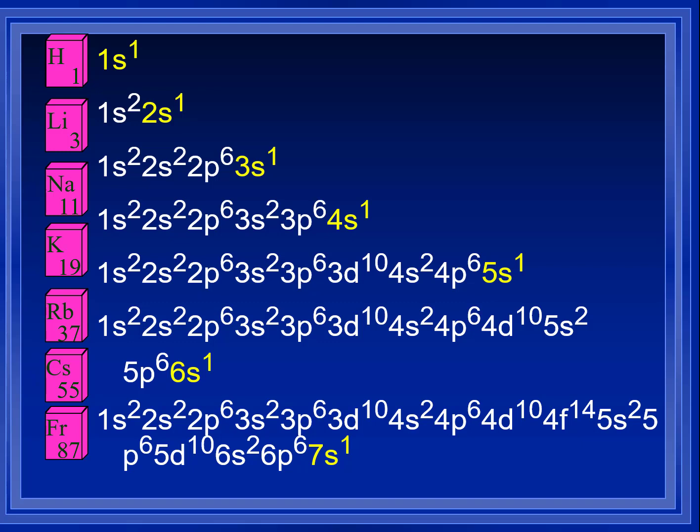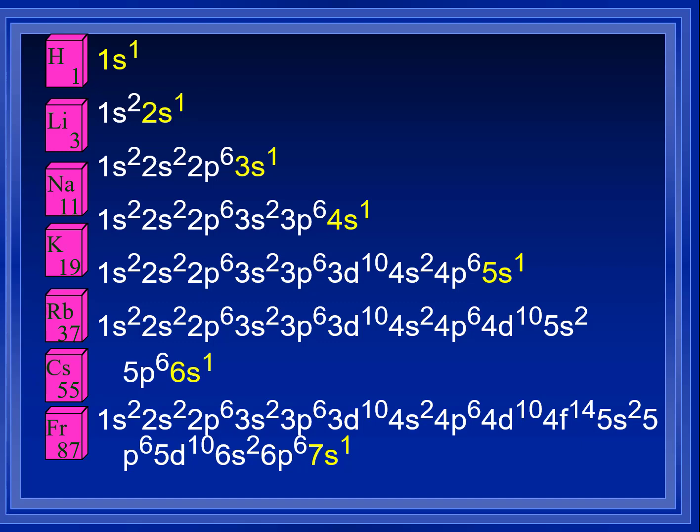Actually, it's going to be 8s. Rubidium is the 5s1. 1, 2, 3, 4, 5, 6, 7. Yeah, I did all 7 of them. Okay. So that s1, that single electron in the outside energy level, has to be responsible for why alkali metals behave the way they do.